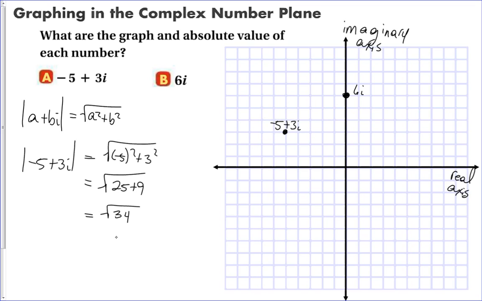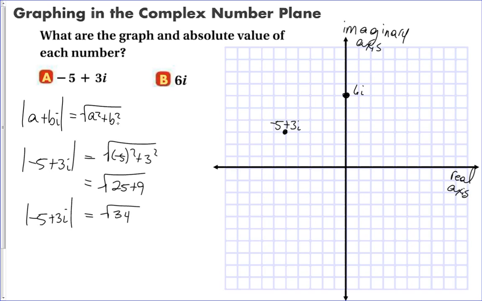which doesn't break down. Nope, it doesn't break down because 34 goes to 2 times 17, and 17 is a prime number. So the absolute value of negative 5 plus 3i is simply the square root of 34.